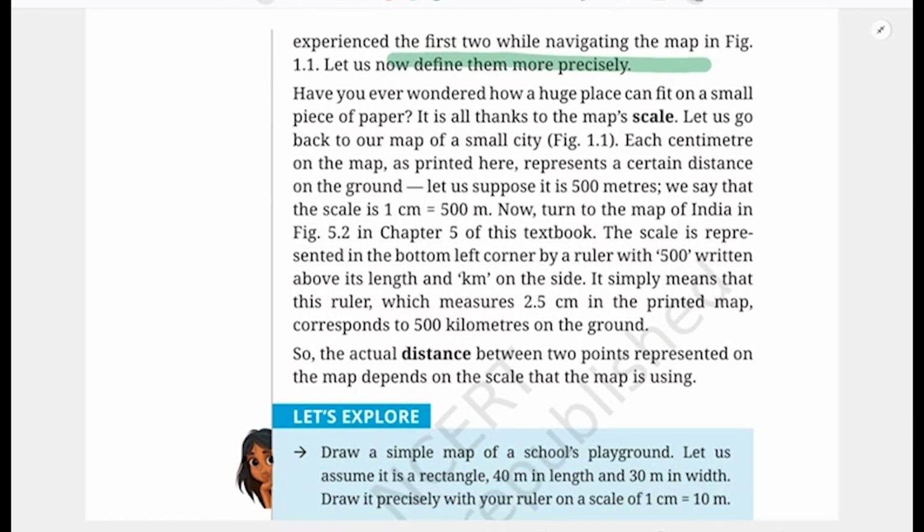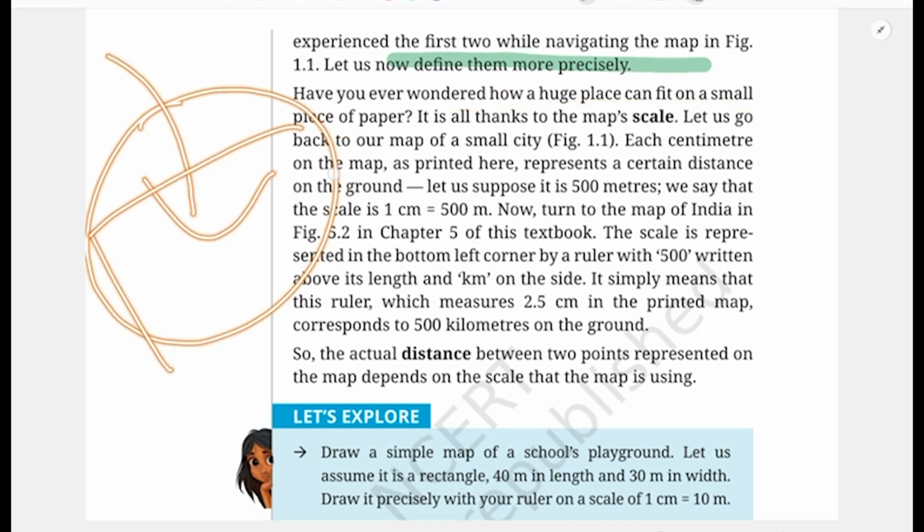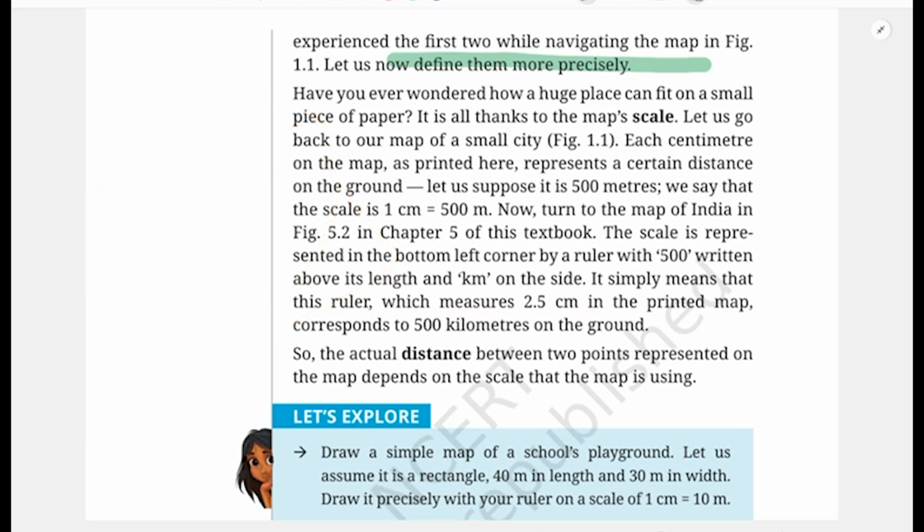Now, have you ever wondered how a huge place can fit on a small piece of paper? Your whole country cannot be placed on a paper with the same number of kilometers. It is all thanks to the map scale. So when we go back to the map of a small city, each centimeter on the map as printed here represents a certain amount of meters. Let us suppose it is 500 meters. We say that 1 centimeter is equal to 500 meters. So 1 centimeter will represent 500 meters.